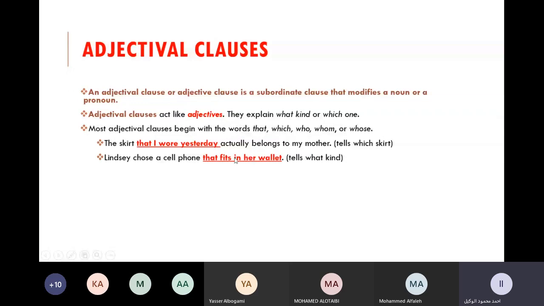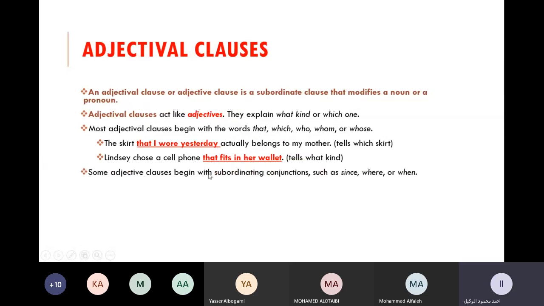The subordinate clause, the one in red, doesn't give you a full meaning. They just describe what comes before them. Okay? And by the way, in both of these two examples, I can remove that and put which instead of it. The skirt that I wore or the skirt which I wore. The cell phone that fits or the cell phone which fits. Both of them are correct, whether you choose that or which.